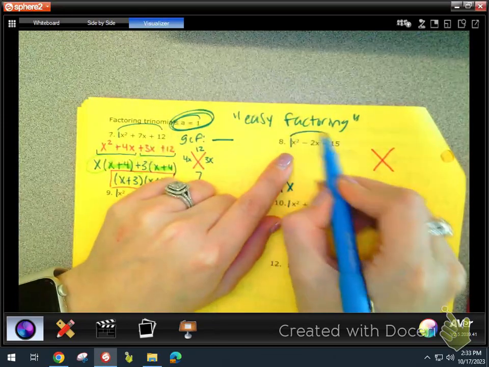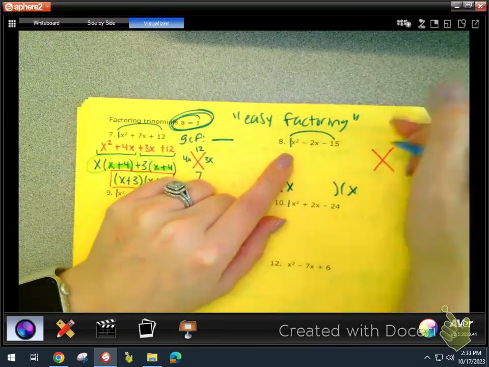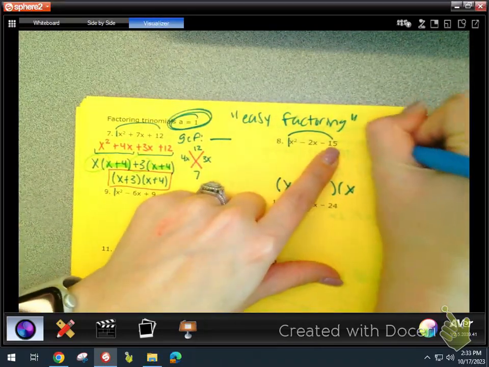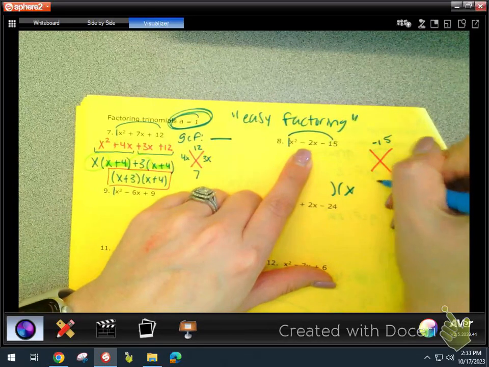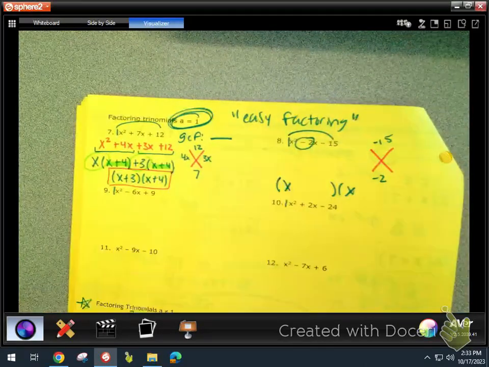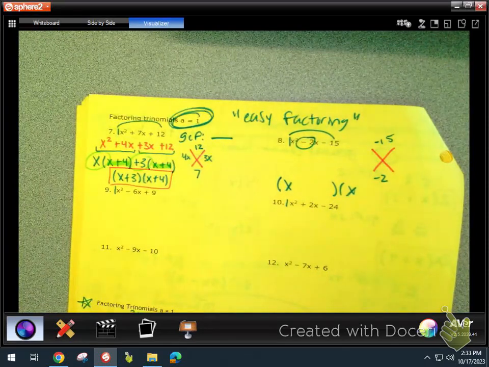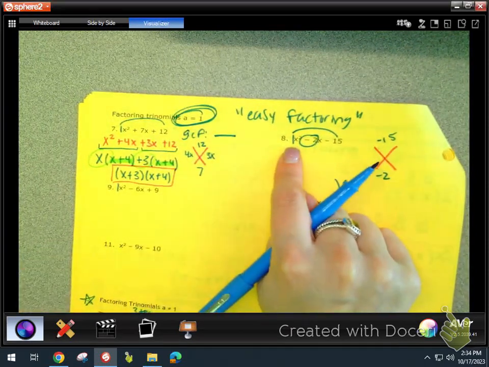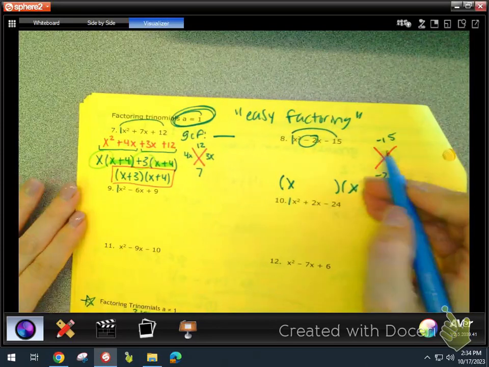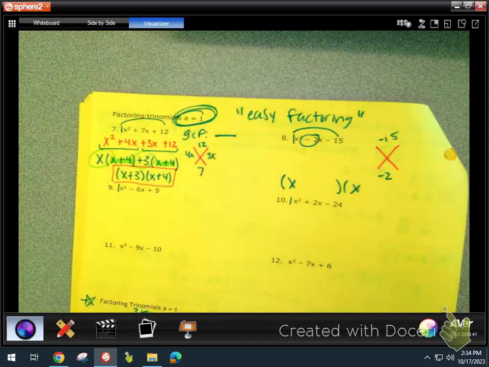What is the top number here on number 8? Watch me. Negative 15. What's the bottom number on number 8? Negative 2. Watch that sign. You've got to make sure you get that sign. Is the A value 1? Yes. Is this quote-unquote easy factoring? Yes. What are the winners in my number puzzle? Two numbers that multiply to be negative 15, add to be negative 2. What are they?